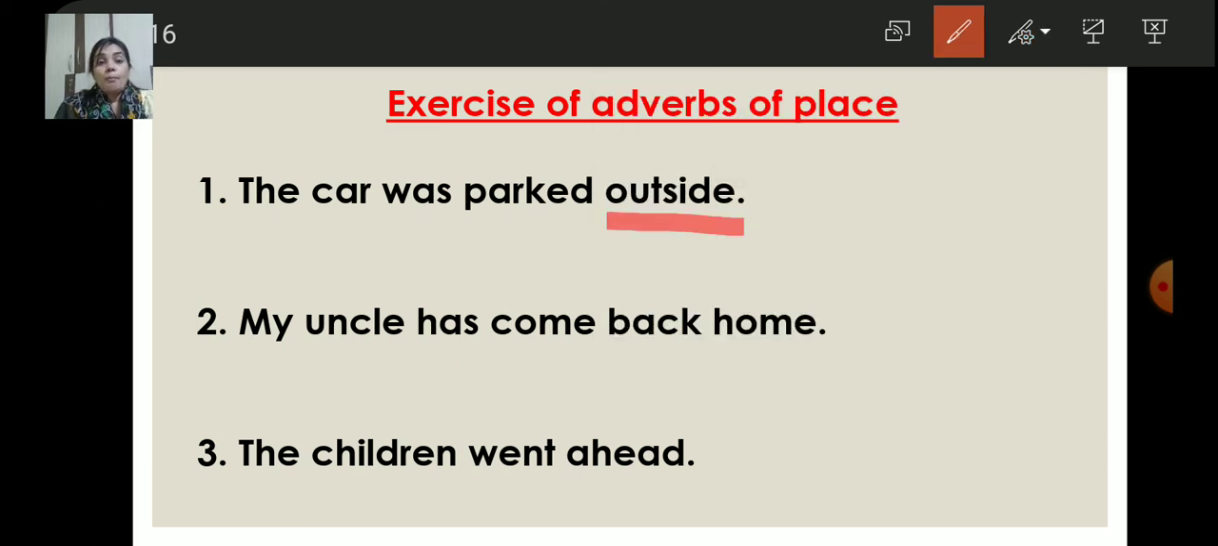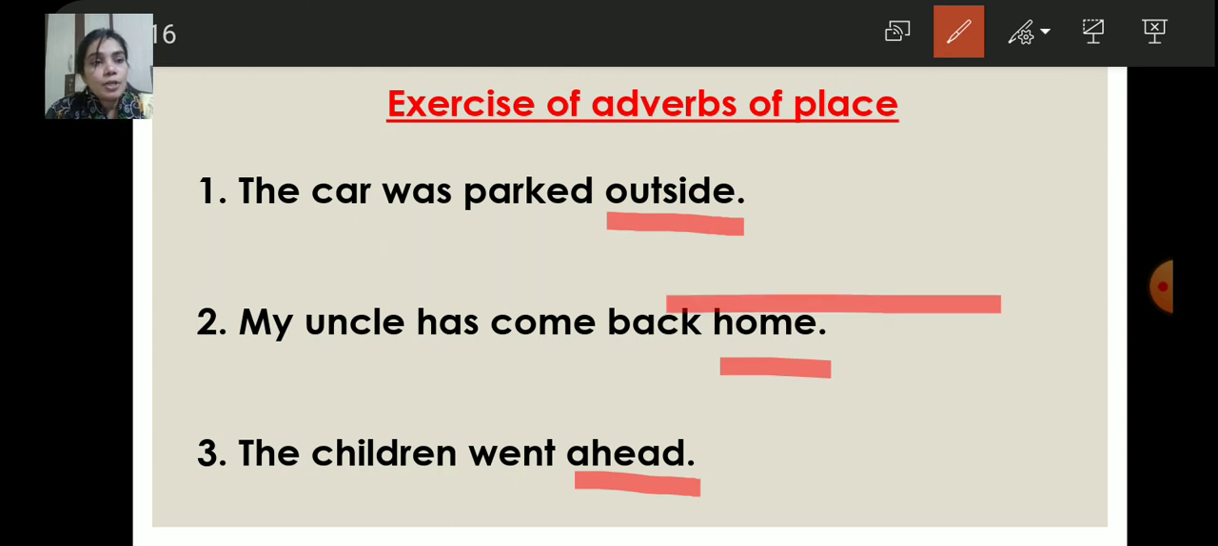Number 2. My uncle has come back home. So where has the uncle come? Yes, he has come back home. The children went ahead. So where did the children go? Ahead. Okay, so these are adverbs of place. Okay, now next, we'll move to the next one.